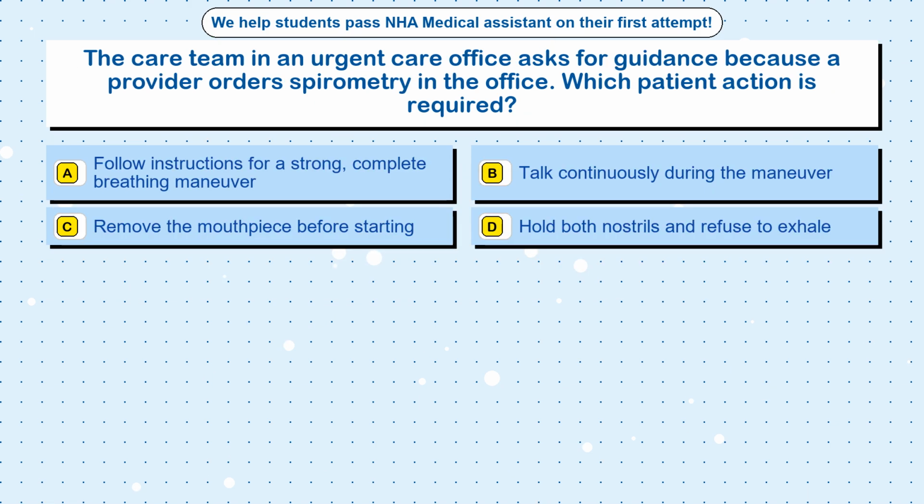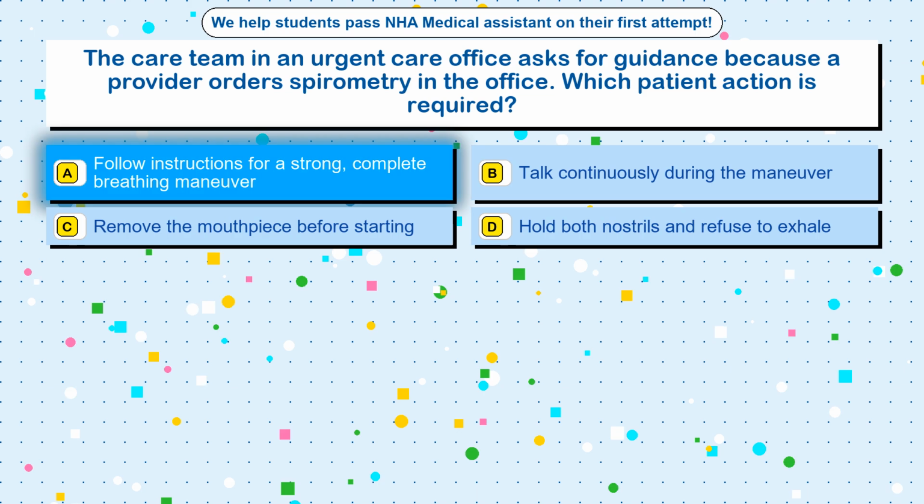Question 20. The care team in an urgent care office asks for guidance because a provider orders spirometry in the office. Which patient action is required? Option A, follow instructions for a strong, complete breathing maneuver. Option B, talk continuously during the maneuver. Option C, remove the mouthpiece before starting. Option D, hold both nostrils and refuse to exhale. The correct answer is option A, follow instructions for a strong, complete breathing maneuver.